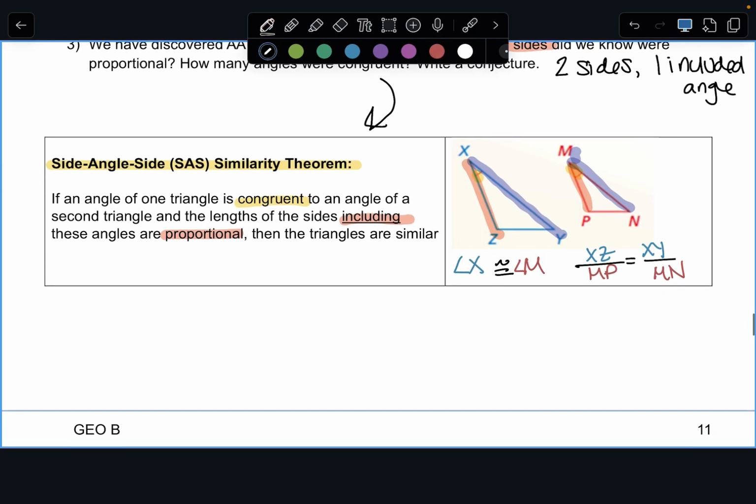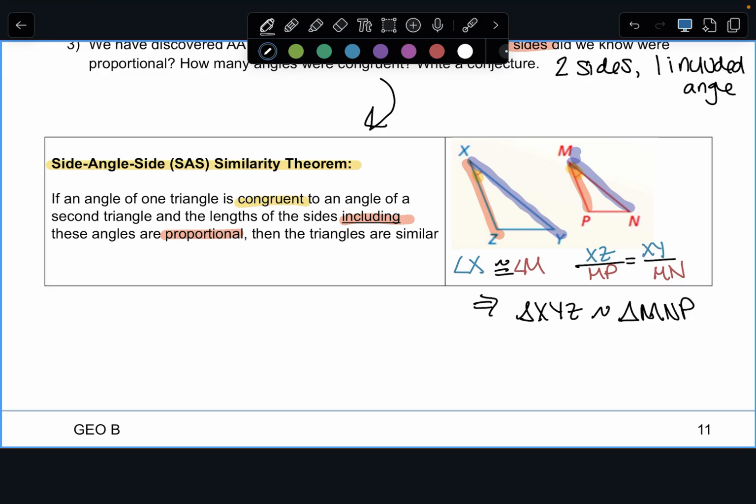So if you have those two things, you have two sides and an included angle. And remember, we can trace that out. I would ask you, what is this? And you would tell me a side, angle, side, okay? So therefore, our triangles are similar. Triangle XYZ is similar to MNP by side, angle, side.